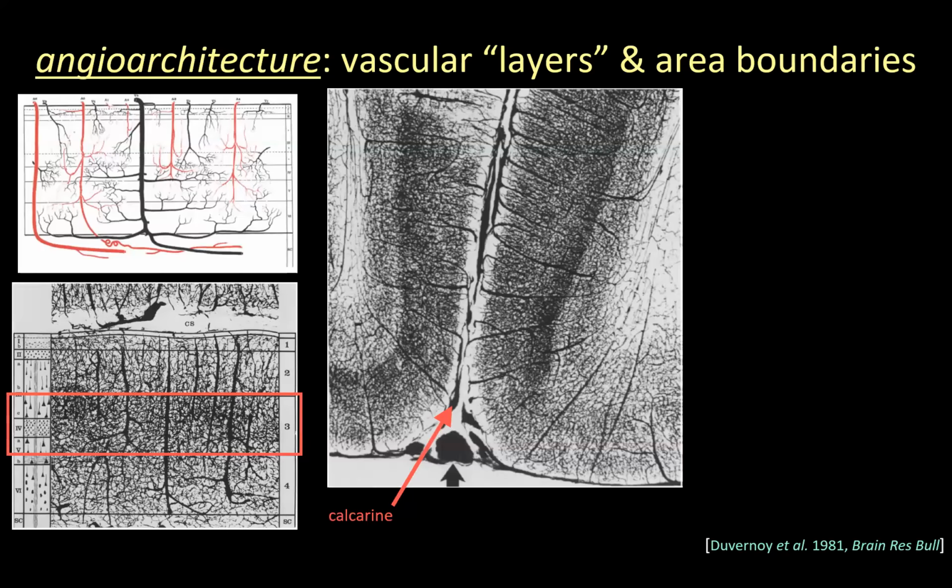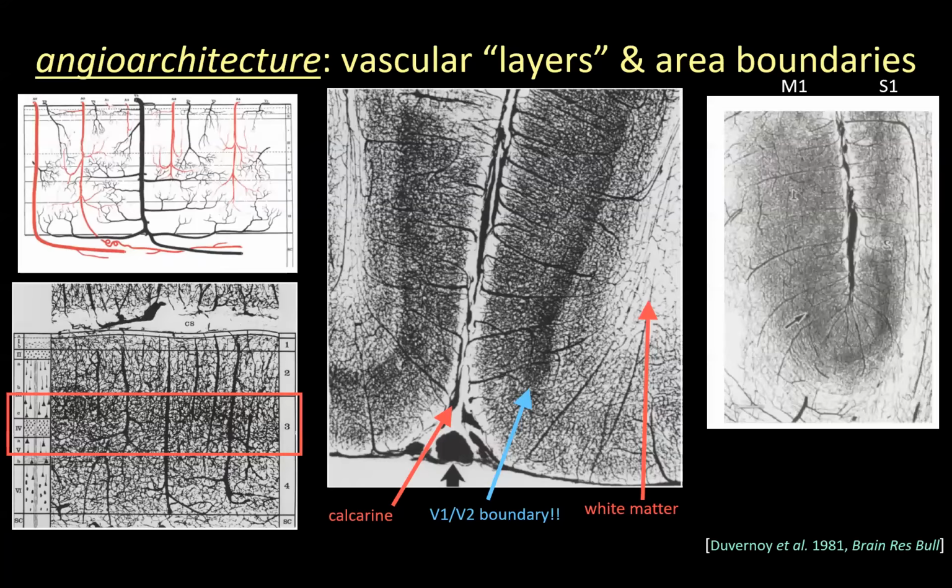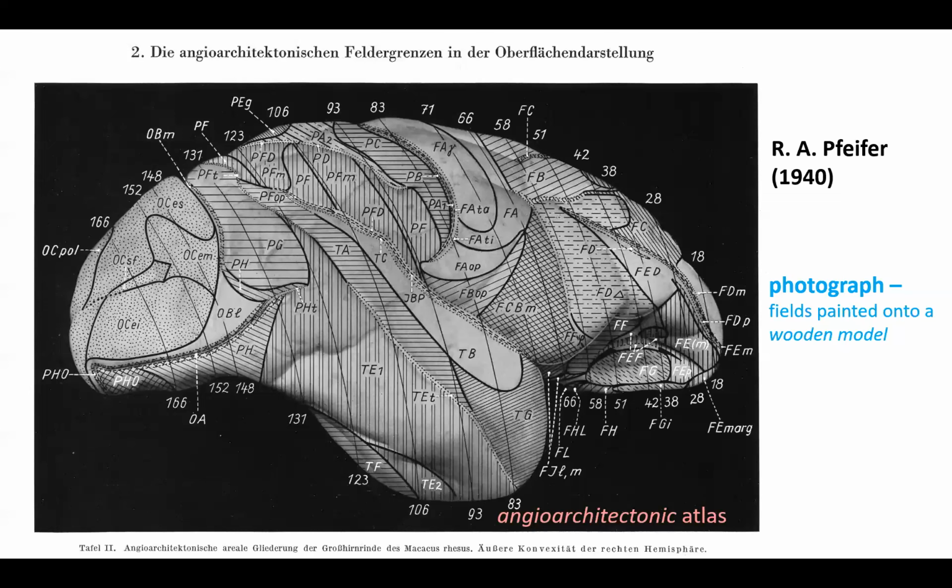Just to orient you, this is the calcarine sulcus in the human cortex and the white matter. We see that there's this dense band of capillaries within V1, and that ends abruptly exactly at the V1, V2 border. Again, we see that a lot of the microstructure of the cortex is recapitulated in the angioarchitecture. Here's another example. Again, in human cortex, we see that there's a dense capillary bed in S1 that ends abruptly at the M1, S1 boundary. So you can see this close relationship between angioarchitecture and functional architecture.